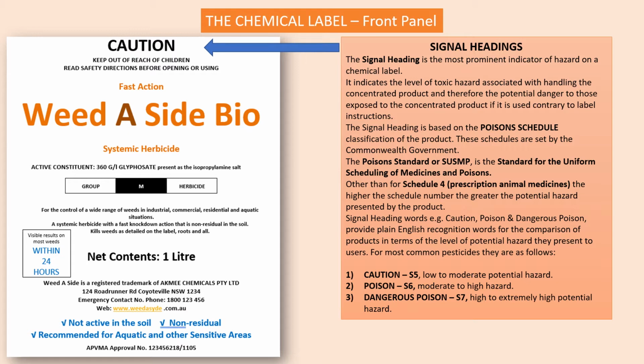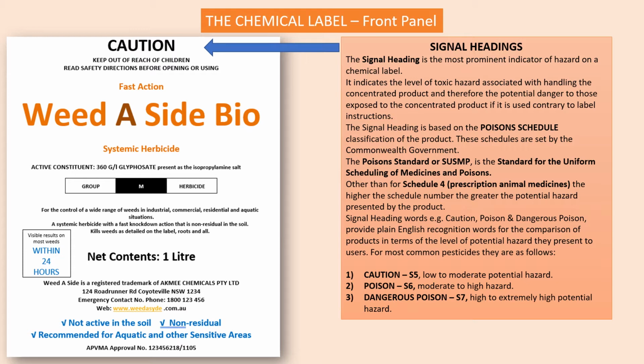The signal heading is based on the poison schedule classification of the product. These schedules are set by the Commonwealth Government. The poison schedule is the standard for the uniform scheduling of medicines and poisons. Other than for Schedule 4, which are prescription animal medicines, the higher the schedule number, the greater the potential danger or hazard presented by the product.